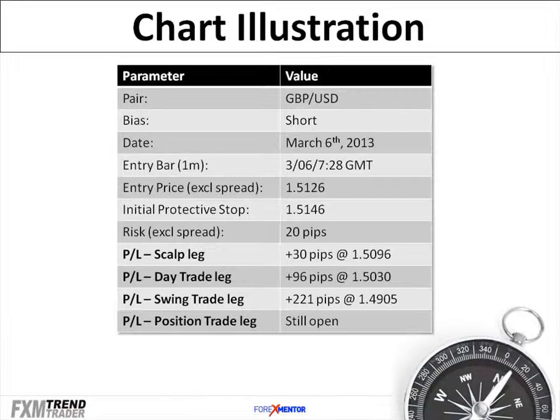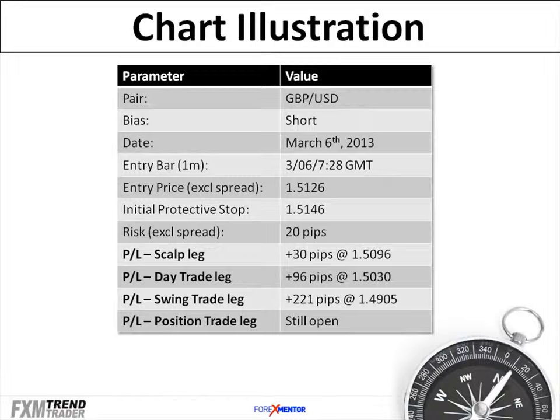In any event, the scalp leg, it's not really a scalp, it's a small day trade, but we're looking for 30 pips, which was achieved at 1.5096, where we look to trail the stop to break even. A day trade leg, 96 pips at 1.5030. A swing trade leg where we take 2 times the 5-day average daily range, or ADR, in relation to the high on the day in which the trade was executed. Subtract 2 times ADR from that high to give us a swing trade target, which was achieved at 1.4905.